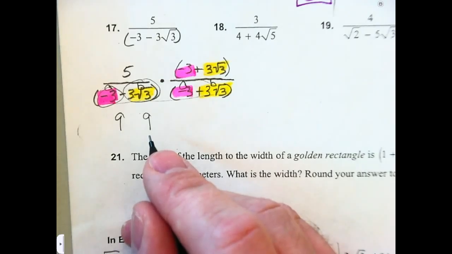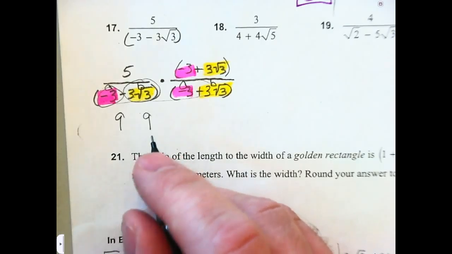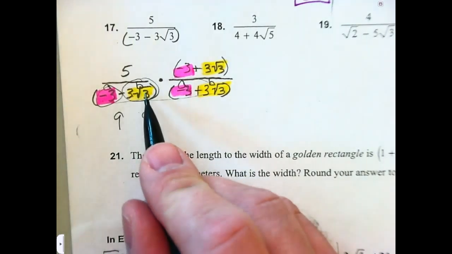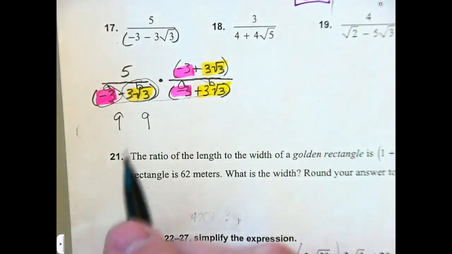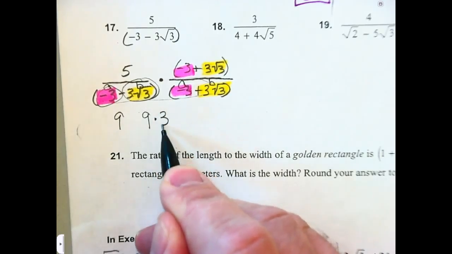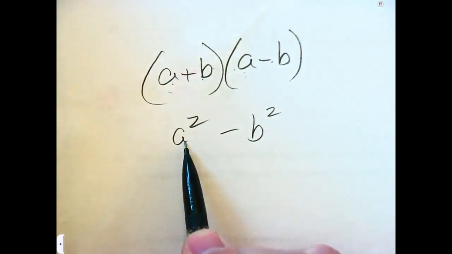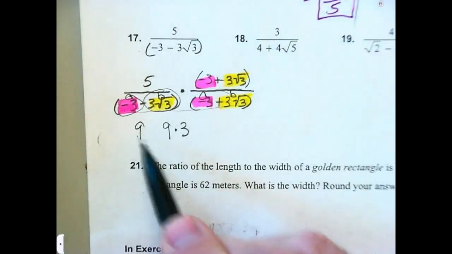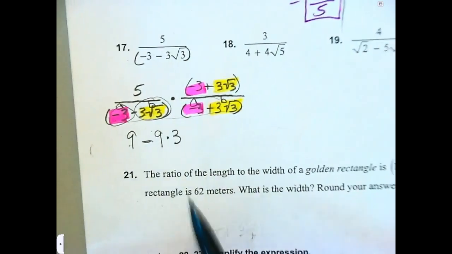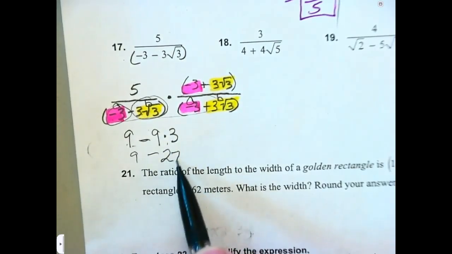What's root 3 squared? I've heard 3 people say it right. Root 3 times root 3 is root 9. What is root 9? 3. Anytime you square a root, what will you get? The thing inside it. So root 3 squared is 3. And then a plus b times a minus b is a squared minus b squared. What does this equal? 9 minus 27.